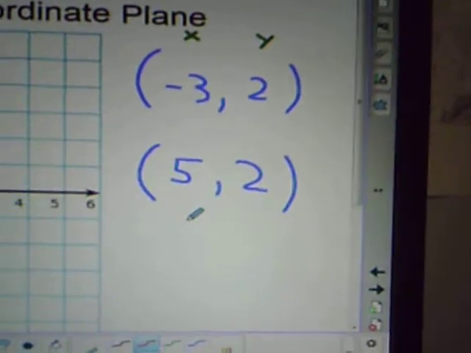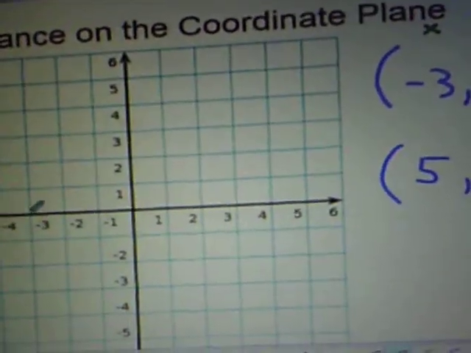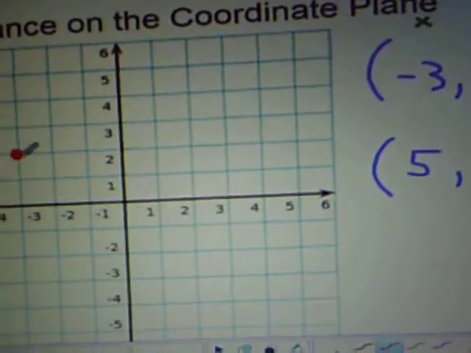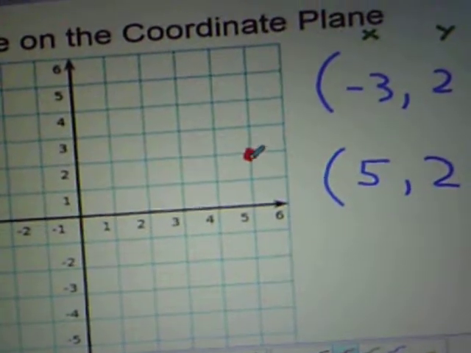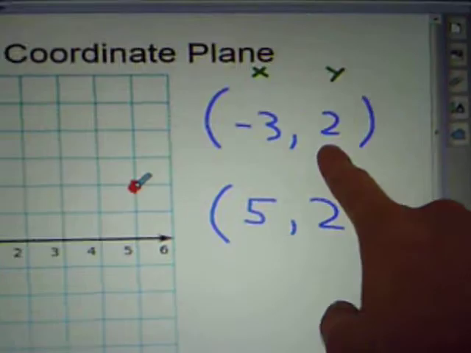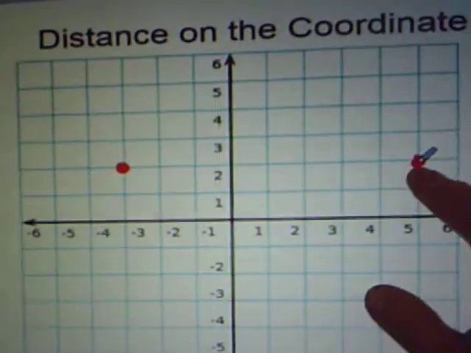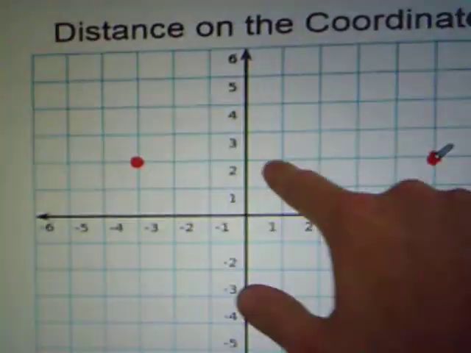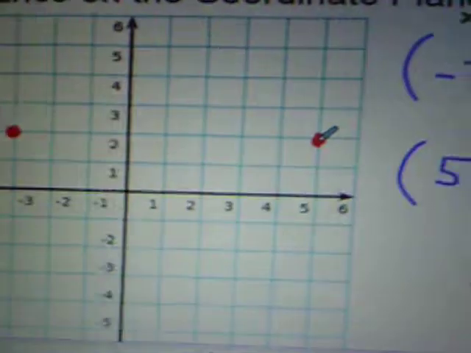And here's what you do. Okay, I'm actually going to put these points back up there real quick. So -3, +2, and then 5, +2. The first thing that's important to notice is that since their y value is the same, that shows that both of the points are going to be side by side, cutting through the +2 on the y-axis. Okay?